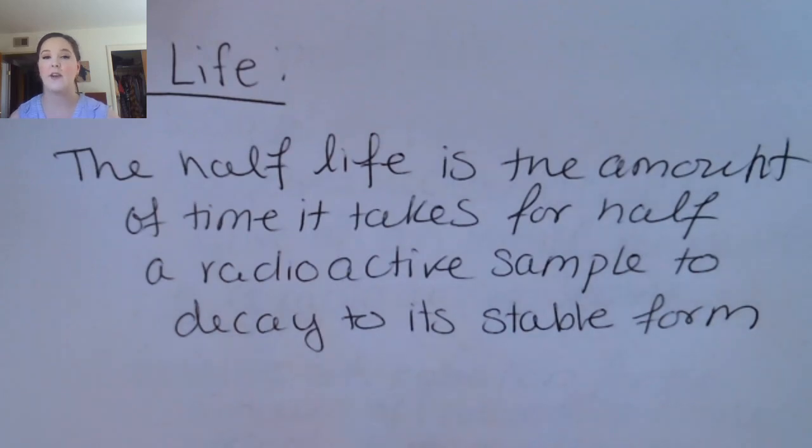So the half-life measures the amount of time that you need for half of your original sample to decay to the stable form. For example, if you had 10 grams of radioactive material, the half-life would tell you how long you needed to wait until there's only 5 grams of radioactive material. The other part of the material isn't gone, it doesn't disappear, it's just not radioactive anymore.